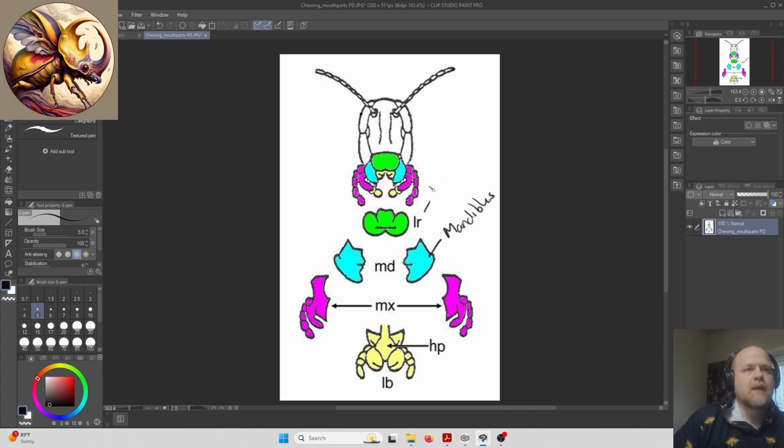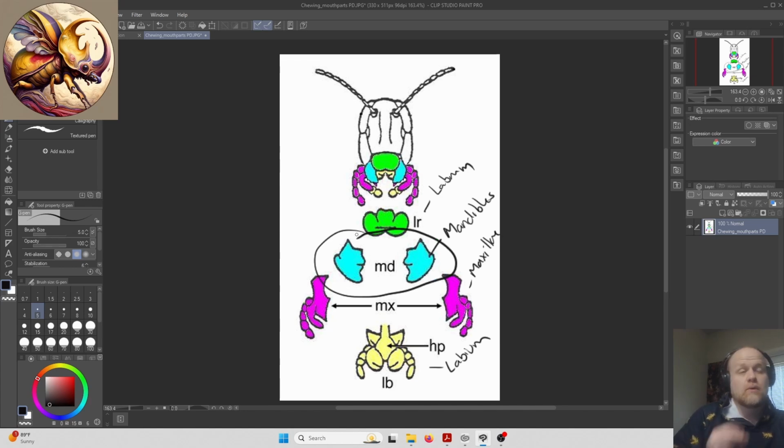We already talked about the labrum, so let's just do some review. These are the maxillae, and this is the labia. So today we're going to talk about the mandibles, and this is going to be a generalized structure of the mandibles, specifically for winged insects with chewing mouthparts.